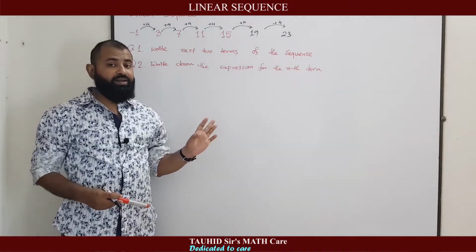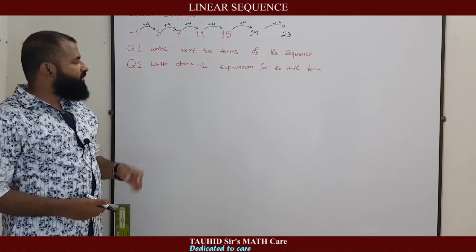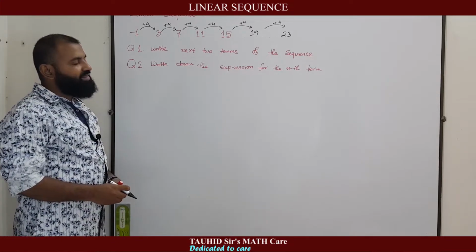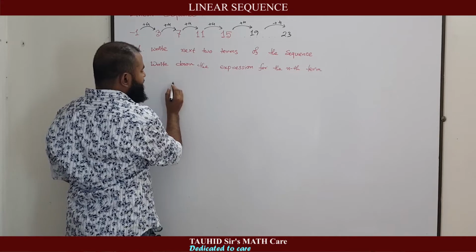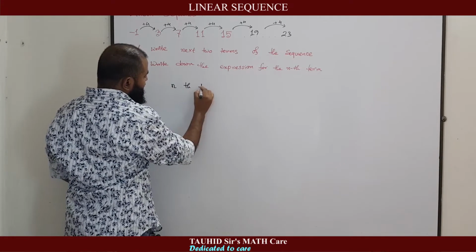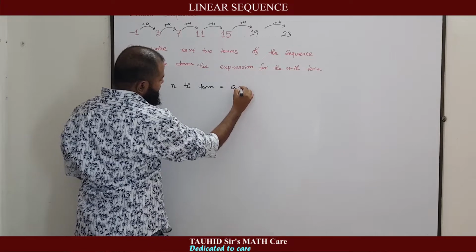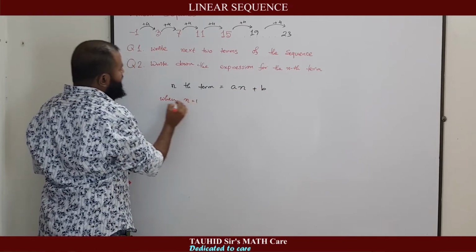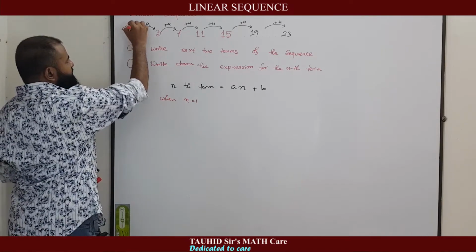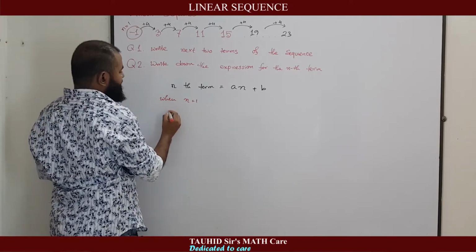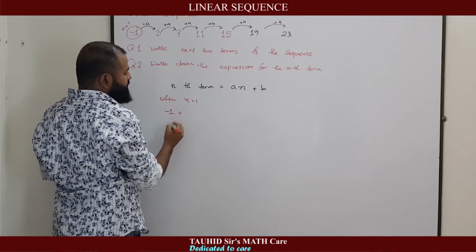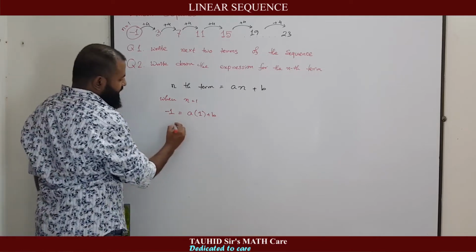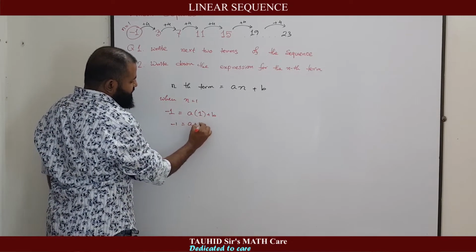This one is the easier part. And what is the problematic part here? This is to write down the expression for the nth term. The expression for the nth term is: nth term equals an plus b. When n equals 1, that means the first term, this is -1 equals a into 1 plus b. That means -1 equals a plus b.